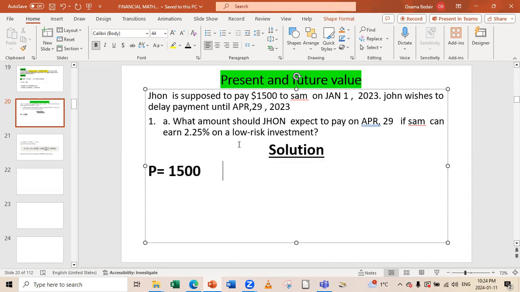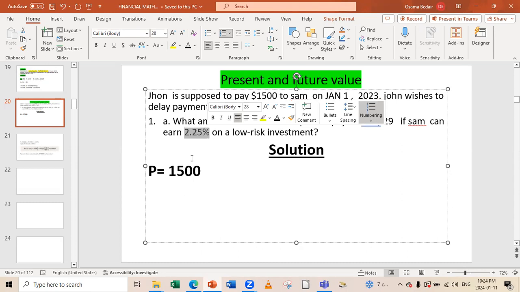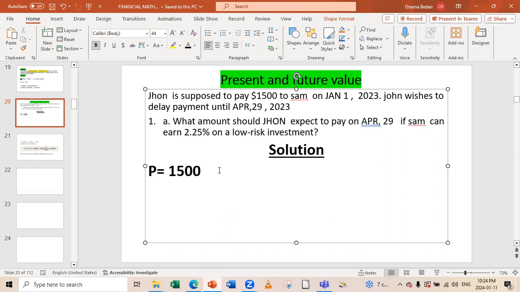On Jan 1, we'll get the dates now, but first the interest. The interest is what? 2.25%. So we'll take this one as well, and we will say that the rate of interest R will equal 2.25%, which is always equal to 0.0225. So this is how it looks.